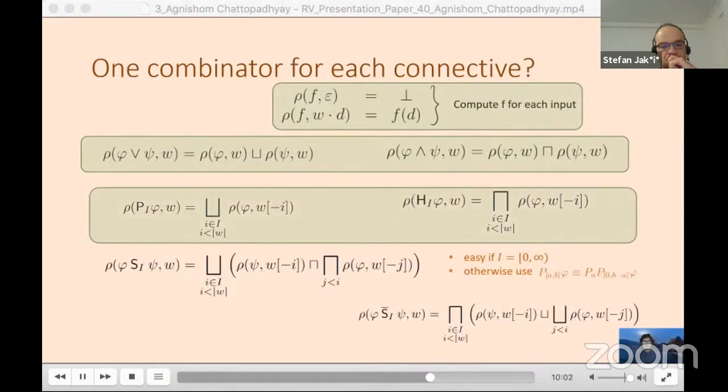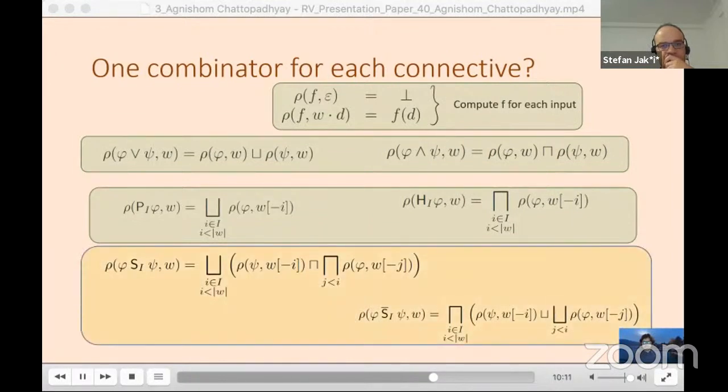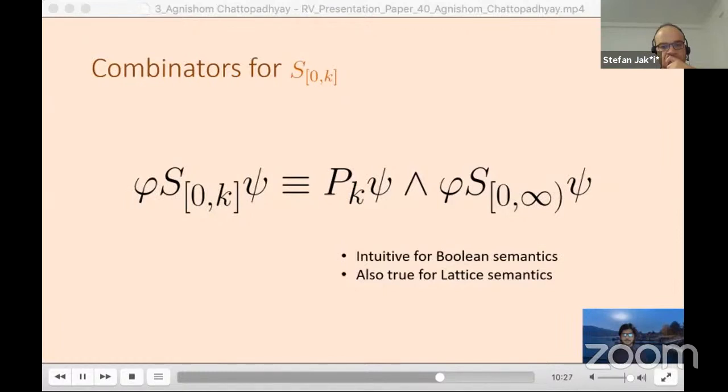Thus, we can deal with P and H by either computing an aggregation over the entire stream or a delay combined with a sliding window aggregation. We need to deal with S and its dual. This is easy when we have an unbounded interval. Otherwise, we can rewrite S using a delay operation. However, we still need to deal with S sub 0, K, since S sub 0, K does not appear to be a sliding window aggregation, but fortunately we can rewrite it in terms of S sub 0, infinity.